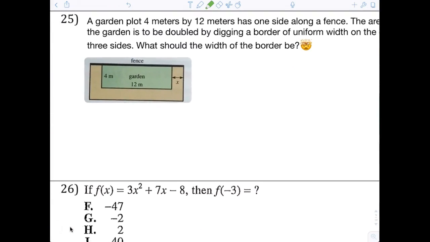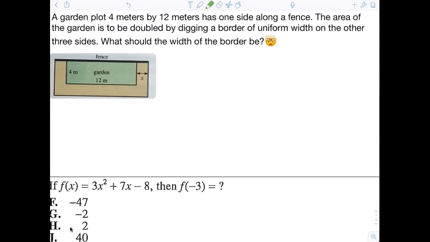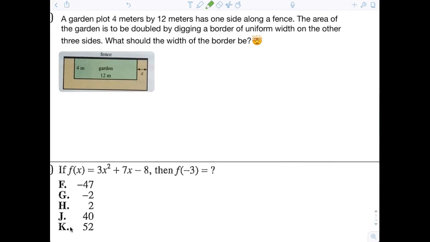All right, here we go. So this one, again, is very tricky. It says, a garden plot 4 meters by 12 meters has one side along a fence. The area of the garden is to be doubled. So if the area of the garden is to be doubled, the new area of the garden will be, somebody tell me. 96. Thank you so much. The area of the garden will be 96, and in this case it will be meters squared.